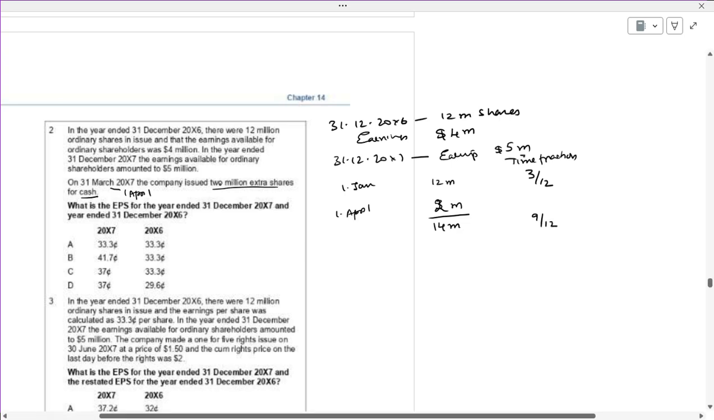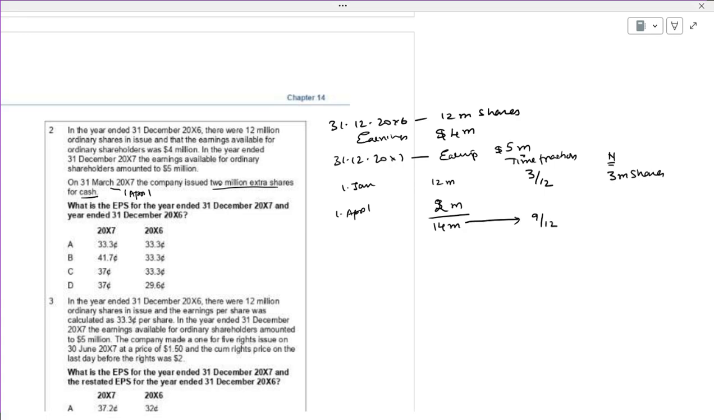They have issued for cash. Here, how many shares will be there? It will be 12 million shares for 3 months. Here it will be 14. People will do it with 2 million, but no, you have to do it with 14. 14 times 9 divided by 12. How much do you get?